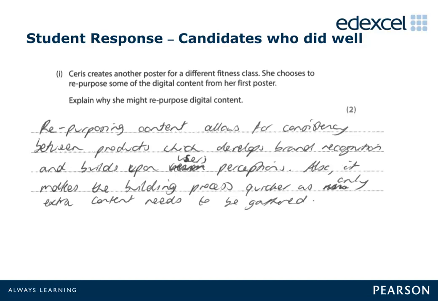Consistency between products gains 1 mark, and the point is expanded correctly, which develops brand recognition, for a 2nd mark. The second half of the candidate's response would also be worthy of 2 marks. Makes the building process quicker, 1. As only extra content needs to be gathered, 1. But the maximum number of marks available for this question has already been reached.